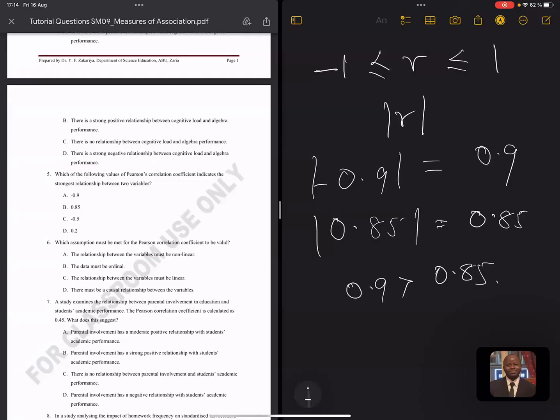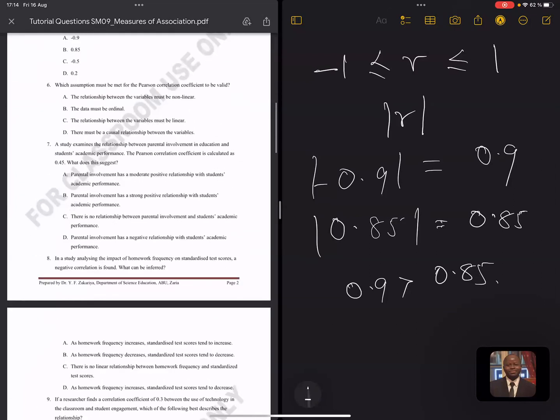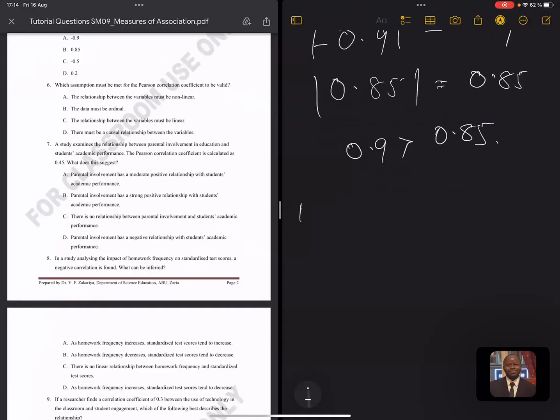But it is negative, right? That means that the direction of the relationship is opposite to each other. All right? So the strongest Pearson correlation coefficient is -0.9. Thank you. I want to believe that is clear to everybody.